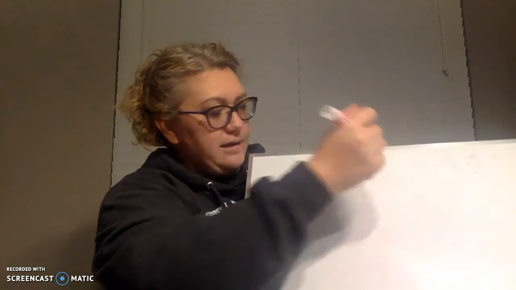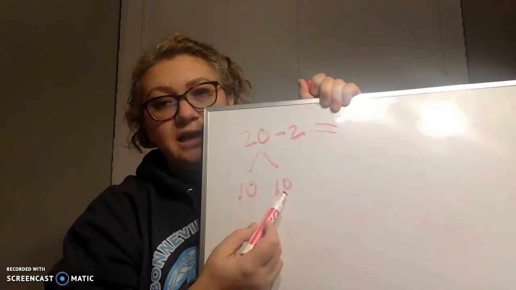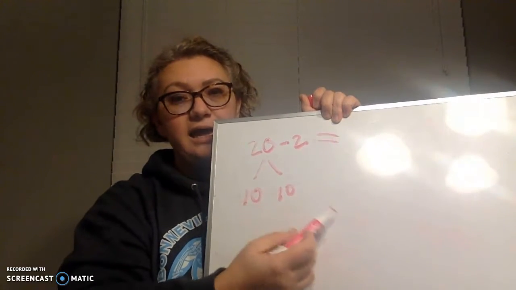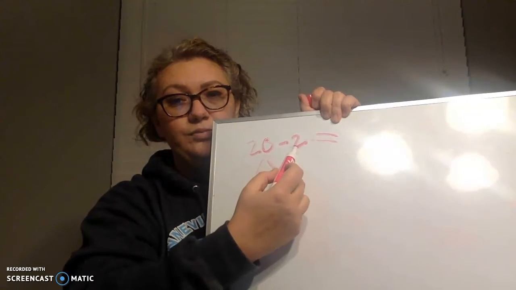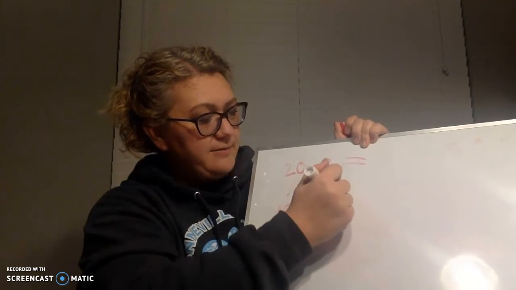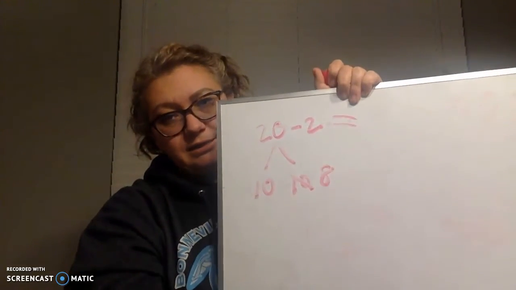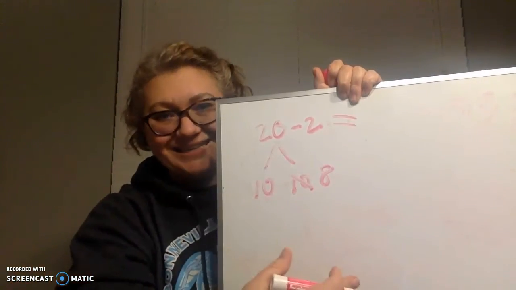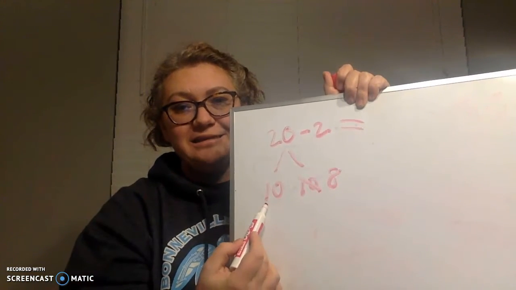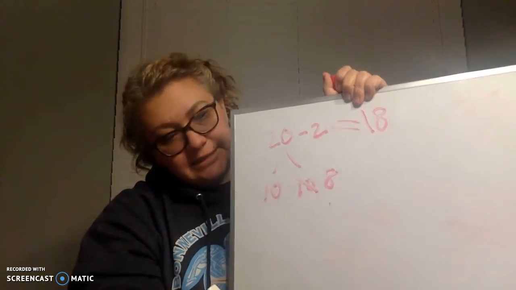Say that. Okay, now we split this up into 2 tens. So we have 10 and 10 and minus 2. So what is 10 minus 2? 8. So we're going to change this into 8. Then, what's 20 minus 2? 18. So if we add 10 plus 8, that would give us the answer, which equals 18. So 2 tens minus 2 ones equals 18.